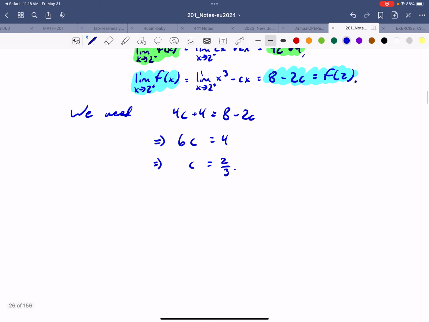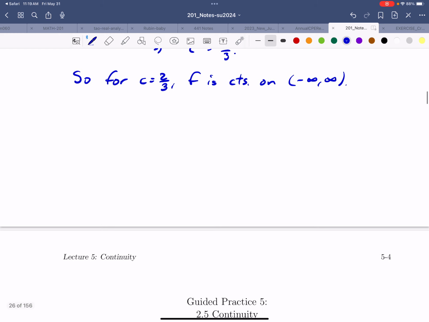So just to be clear, let's state our final answer crystal clear. For c equals 2/3, f is continuous on all real numbers, or in other words, f is just a continuous function. That's what we've got.